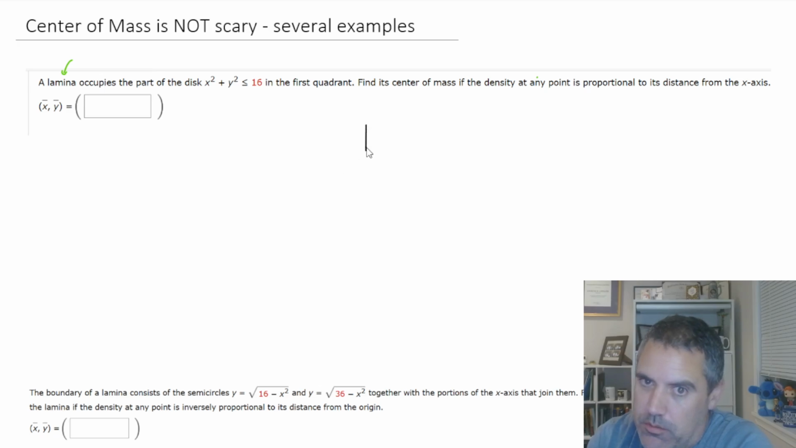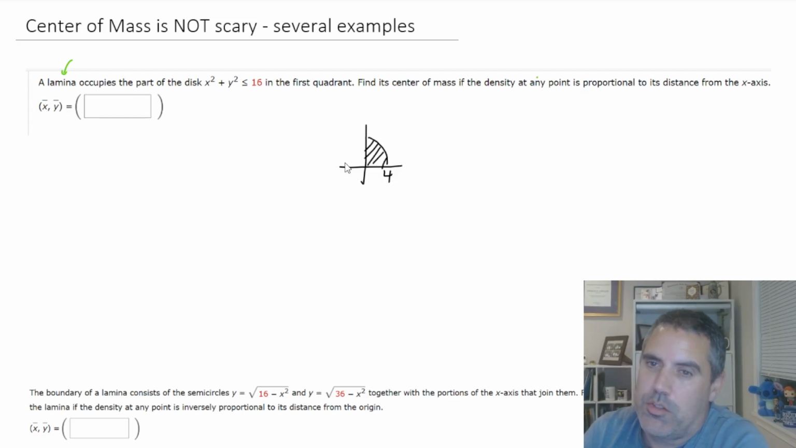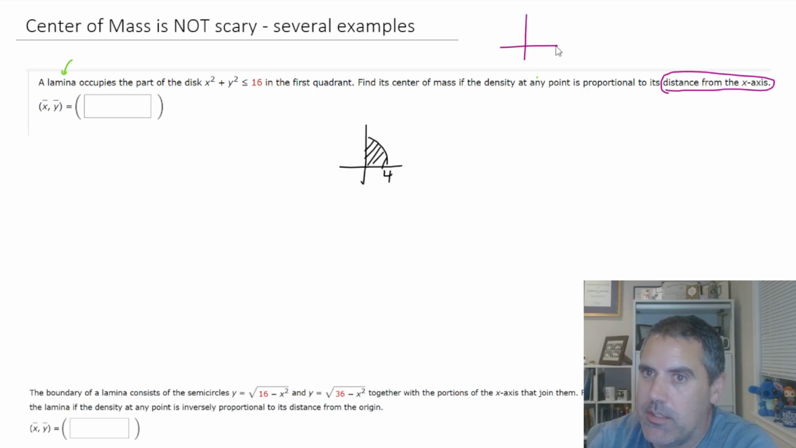So that gives us a region. And what we've learned in chapter 15 is how to describe such a region. The question says to find its center of mass, if the density at any point is proportional to the distance from the x-axis. That part is the one tricky part, maybe. I will say this in class, but the distance from the x-axis is y. That's what this is saying.